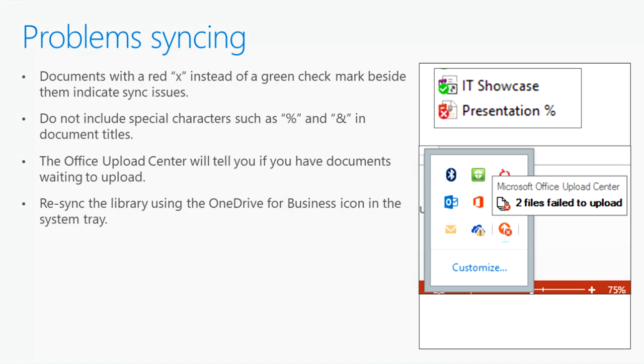Now, this doesn't mean you can't have a Word document, for example, that has ampersands in it. It's only the title of the document that you will not be able to have these special characters in. Your Office Upload Center will notify you if something is not uploading appropriately, and you'll be able to resynchronize your library if, in any event, you pause synchronization or stop using the OneDrive for Business icon in the lower right-hand corner of your Windows screen.